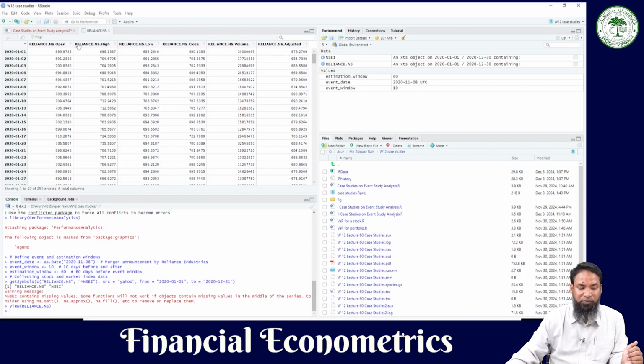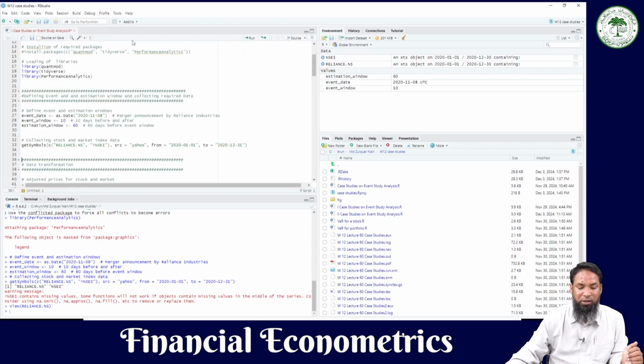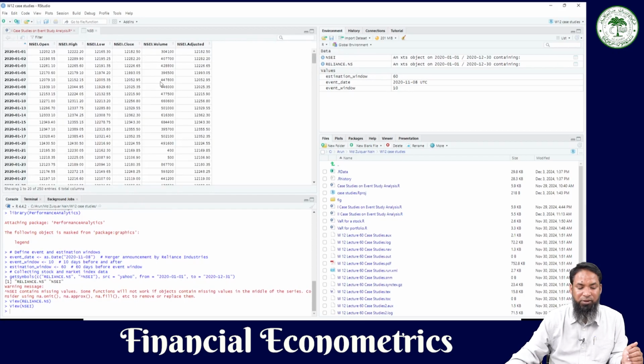Now once we have downloaded that, similarly we have it for the Nifty 50. So here again we have the opening price, high for that particular day, low for the particular day, the closing and the total volume traded, and this is the adjusted price here.